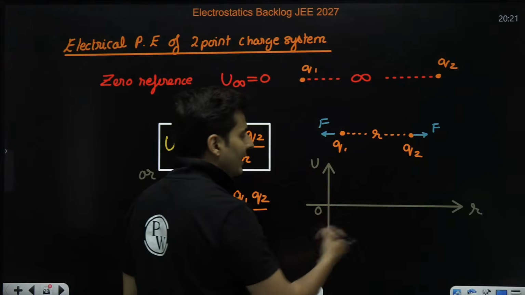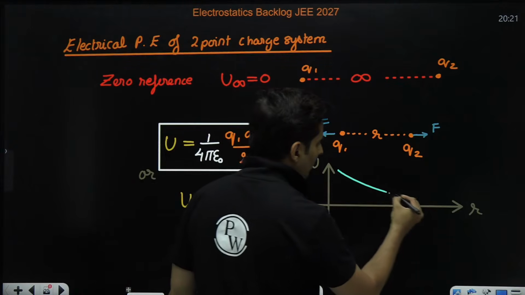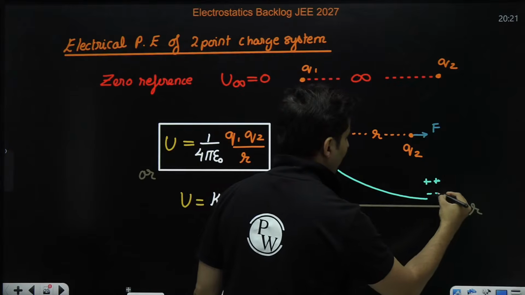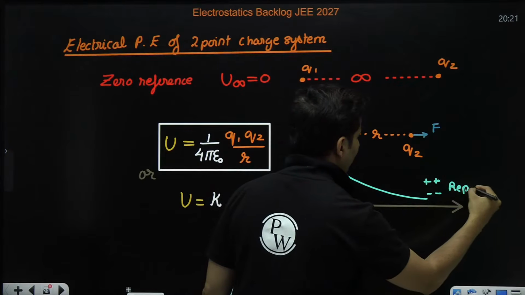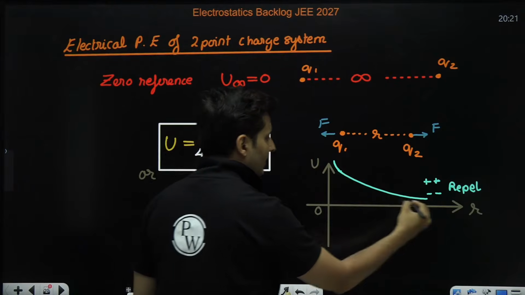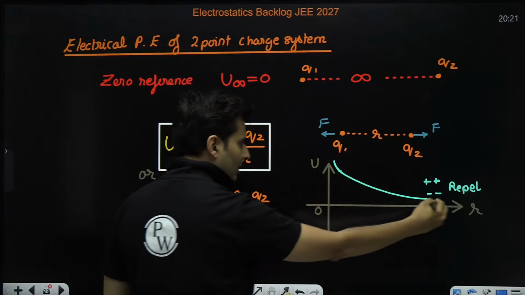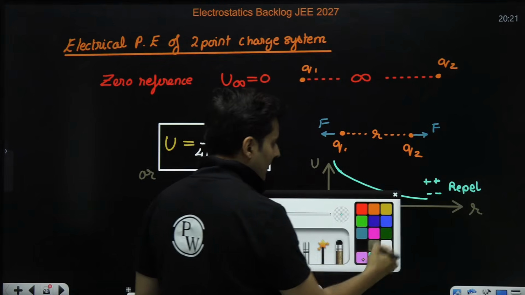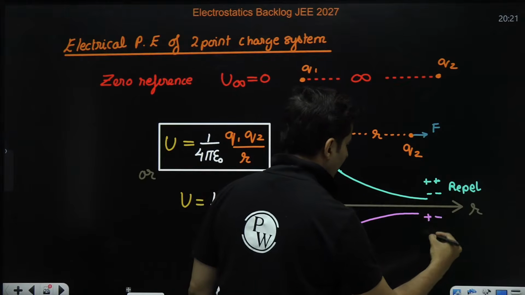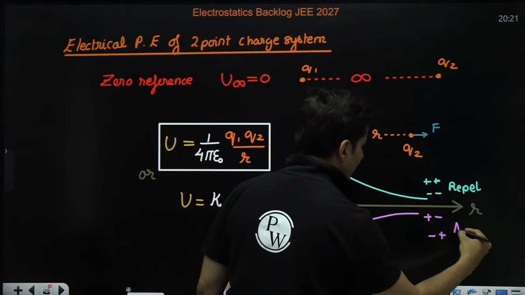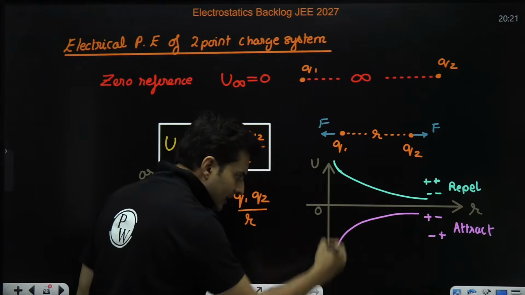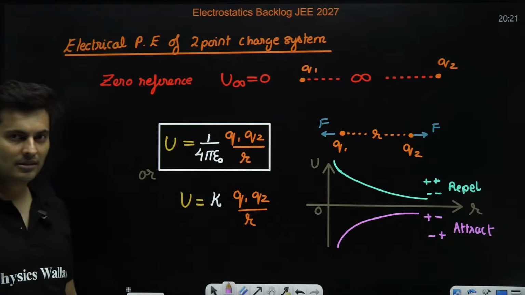If the charges are like in nature, positive, positive, or negative, negative, basically they repel each other, and this is how the graph will be. It's an asymptote. It goes like this and almost touches there. And here it is like this. It is for either positive negative or negative positive, which means they attract. And you can see the values are on the negative side of the energy axis.